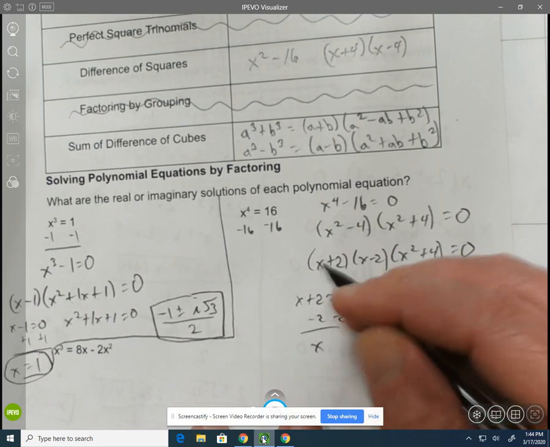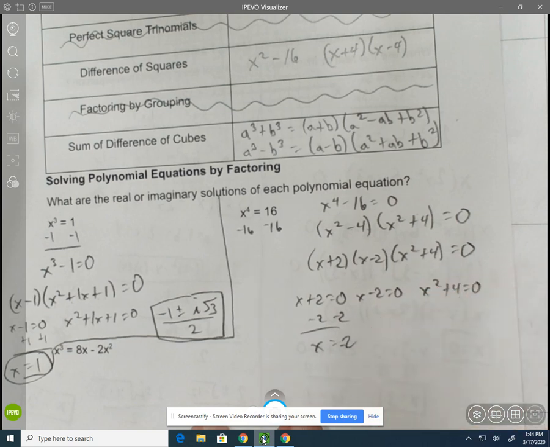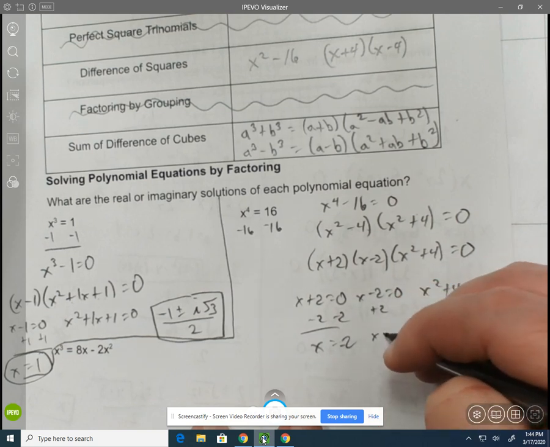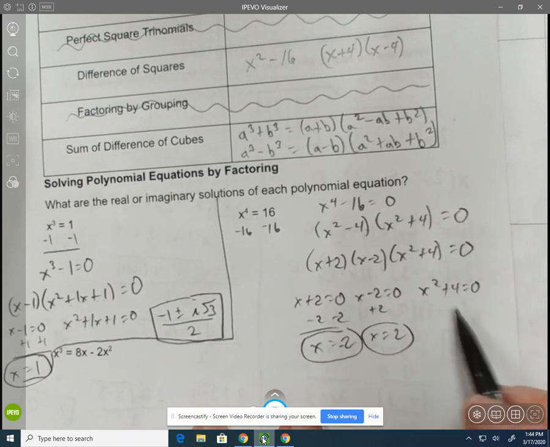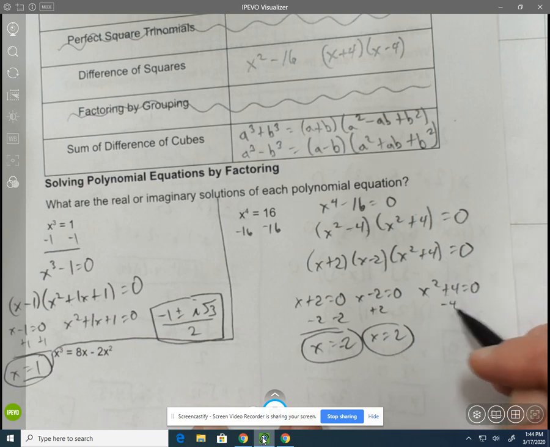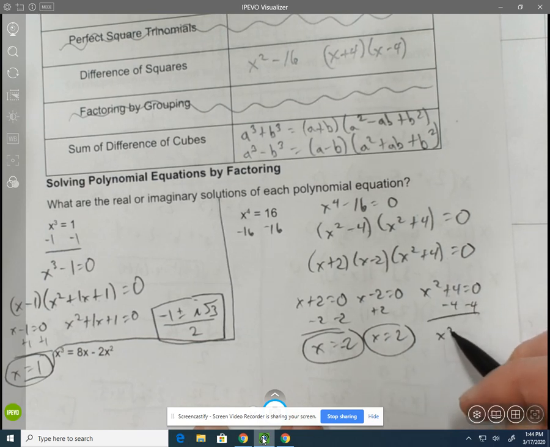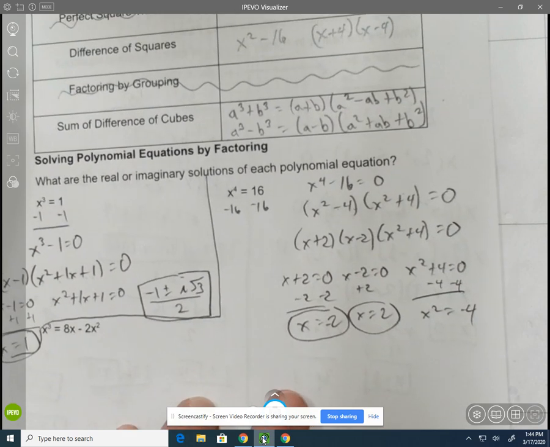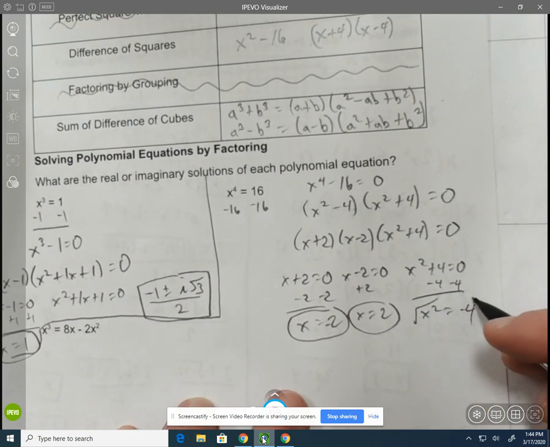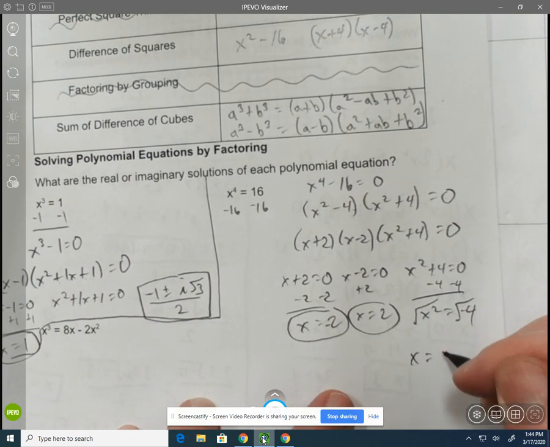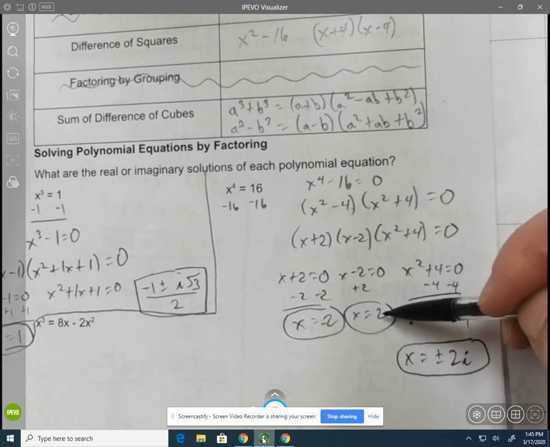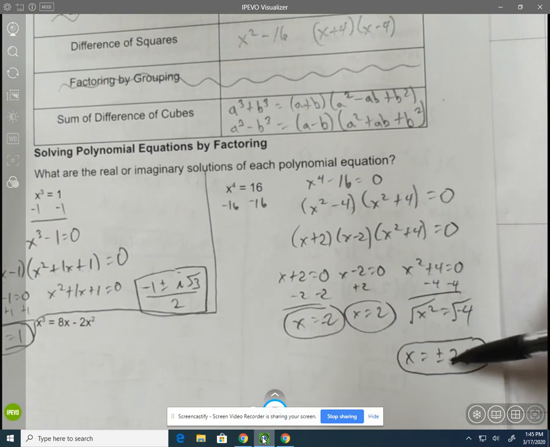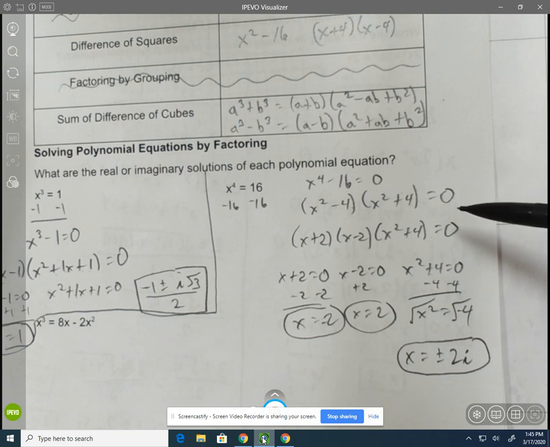The first two are pretty self-explanatory. They're one-step equations. This one, now I can actually use the square root here. I can subtract 4 and subtract 4. I get x squared equals -4. I take the square root of both sides, and x equals plus or minus 2i. So again, I get 4 answers here. All right, -2, +2, +2i, and -2i.